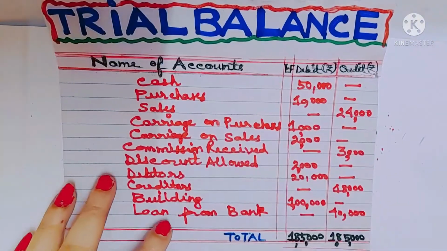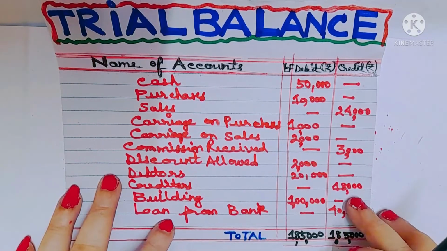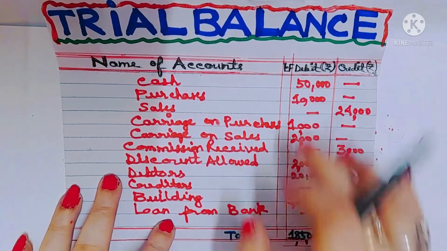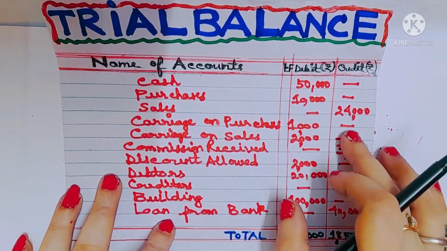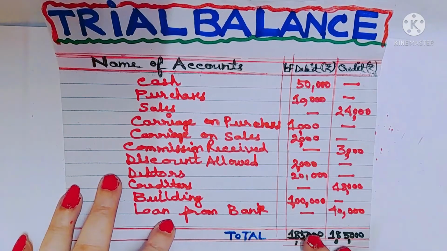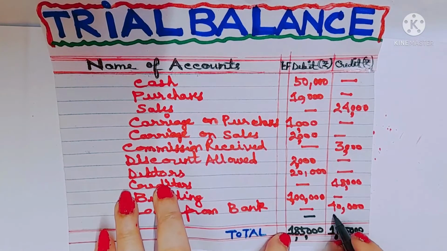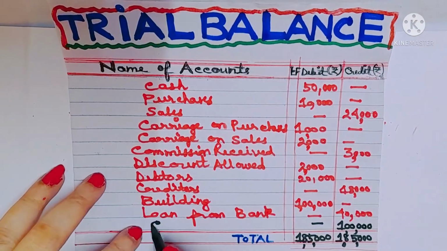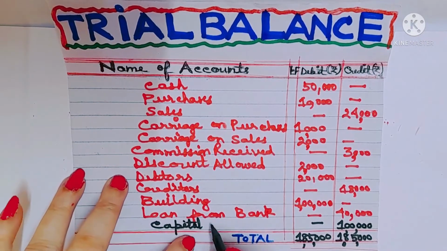So total of debit column is 1,85,000 and the total of credit column is only 85,000. So deduct the total of credit column from the total of debit column. The total of credit column is 85,000, so deduct 85,000 from the total of debit column, that is 1,85,000. So the balancing figure will be 1 lakh in the credit column. The difference will be treated as capital. So the balancing figure will be capital.